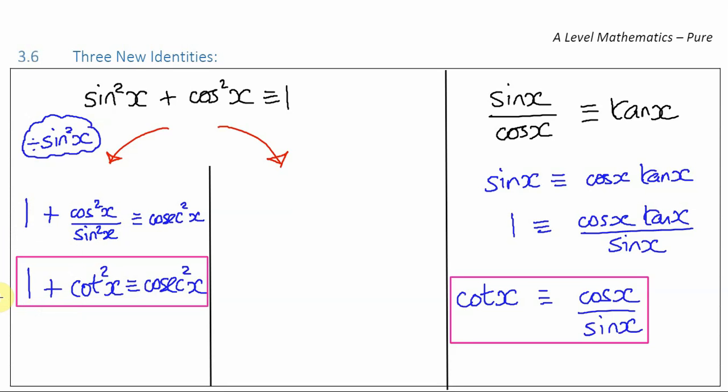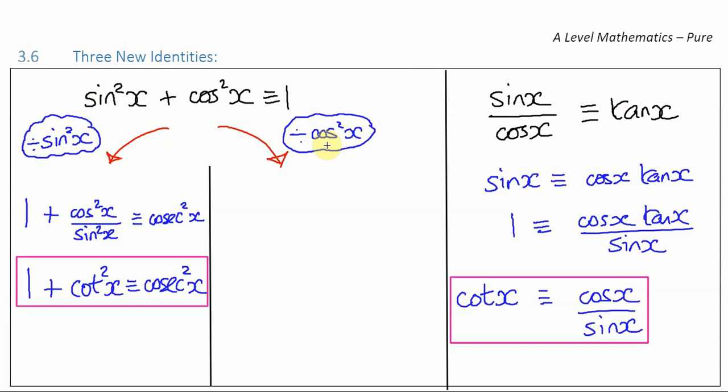We've got two new identities. Let's get a third one, going back to the sine squared x plus cos squared x equaling 1 identity, and this time dividing both sides by cos squared x. The first term, sine squared x over cos squared x. Well, we know sine x over cos x is tan x.